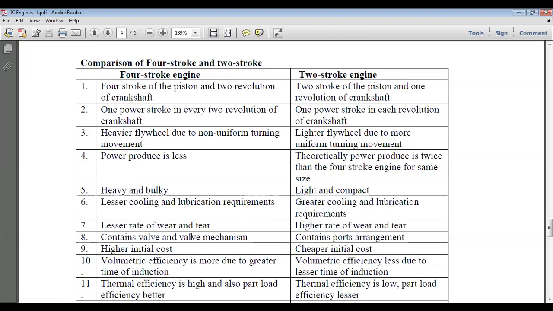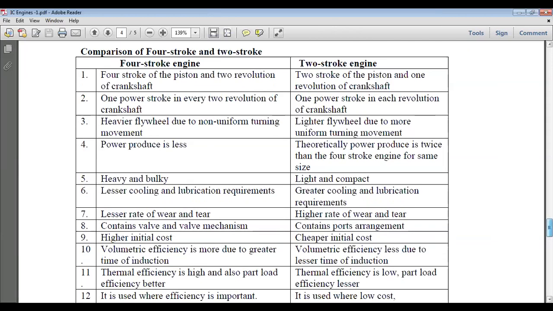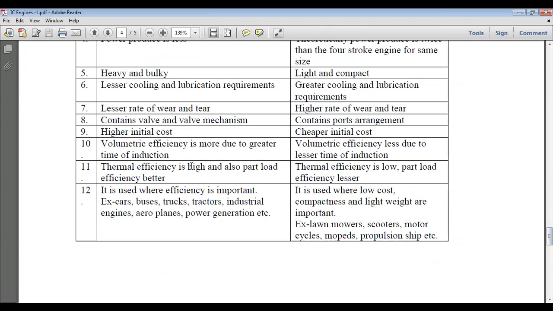8th point is it contains valve and valve mechanism. Here it contains ports arrangement. Okay, there is an exhaust port which opens and closes as per the movement of the piston. 9th point is high initial cost, and on the other side the 2-stroke has low initial cost. 10th point is volumetric efficiency is more due to the greater time of induction, and on the other side for 2-stroke volumetric efficiency is less due to the lesser time of induction, and thermal efficiency is high in case of 4-stroke, and in case of 2-stroke thermal efficiency is low.